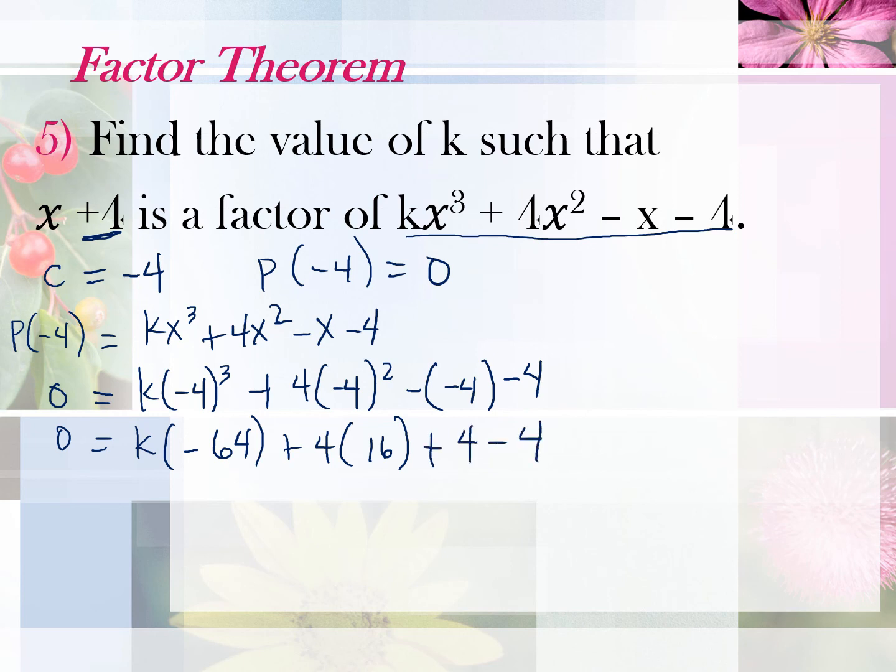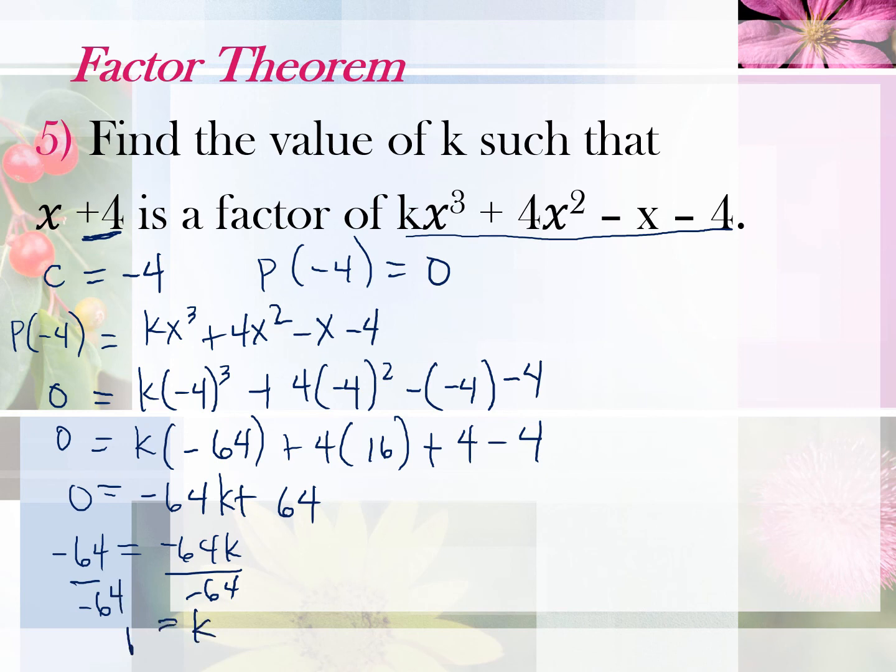Then, minus 4. Simplify. K times negative 64 is negative 64k plus 4 times 16 is positive 64. Then, 4 minus 4 ay 0 na yon. And then, we have negative 64k, and then transpose natin yung 64 sa left side, magiging negative 64. Then, divide both sides by negative 64. It means, ang value ng k natin is equal to positive 1.